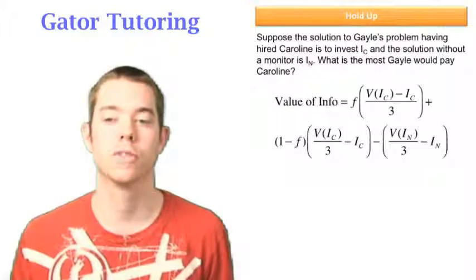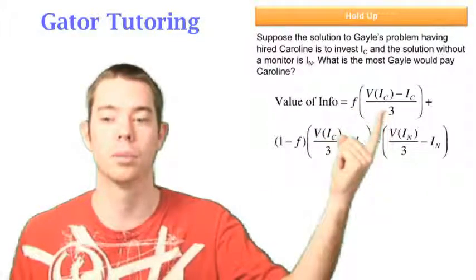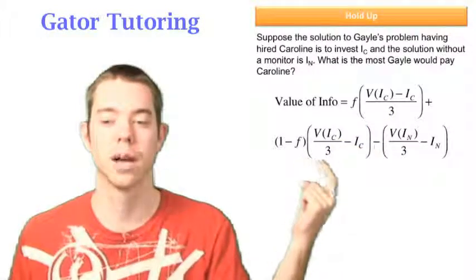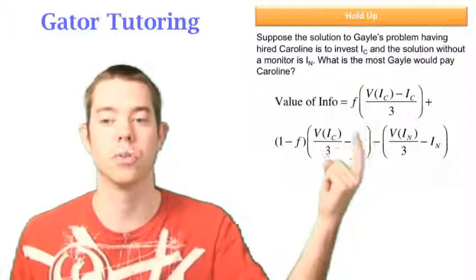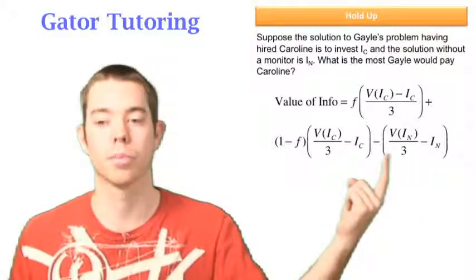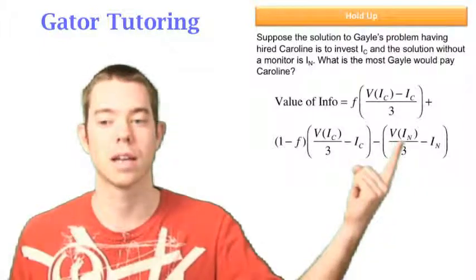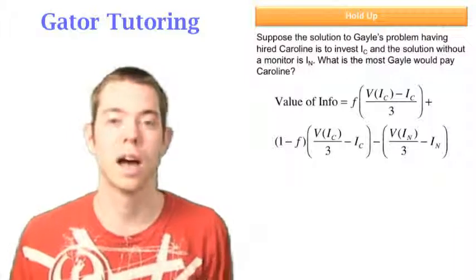So what does the value with information look like? Well, F% of the time, we're going to have no holdup problem. 1 minus F% of the time, we're going to have a holdup problem. Those two components are the value with info. The value without info, we know we're going to have a holdup problem for sure, and we're going to invest IN. So this is the right answer. Again, we've gotten the right answer.